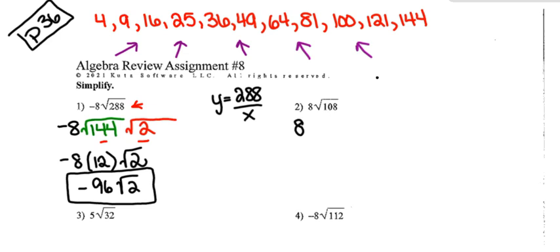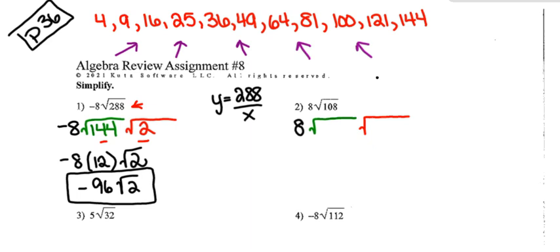108 is not a perfect square, so I'm going to split that apart into factors that are perfect squares, and they'll go underneath the green radical. Factors that are not perfect squares go under the red. I always put my perfect square factors first because it makes simplifying easier.